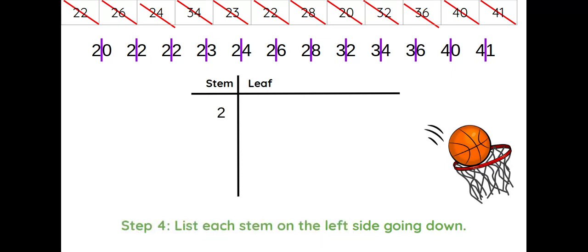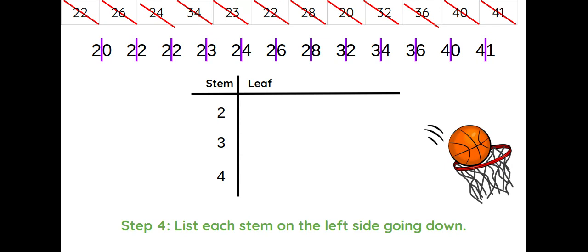So that's the stem of 2. For 32, 34, and 36, we have a stem of 3 because we have a 3 in the tens place. And then for 40 and 41, we have a stem of 4 because there's a 4 in the tens place. So we've listed our stems on the left side going down 2, 3, and 4 because in all of my numbers, I either have a 2, a 3, or a 4 in the tens place.